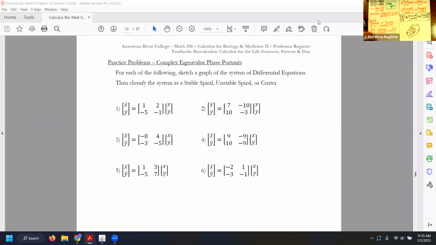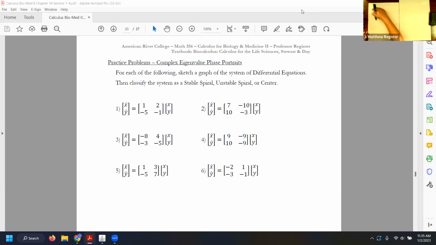So that one that we just did was a stable spiral. Let's see if we can find an unstable spiral, and then let's see if we can find a center. If we can find those two, then we will be content with these, and we'll move on to the next section. Let's do number 1 here, because that looks like it's going to be a center.